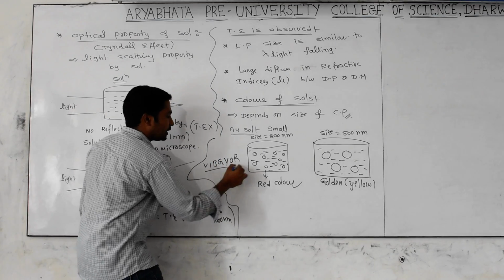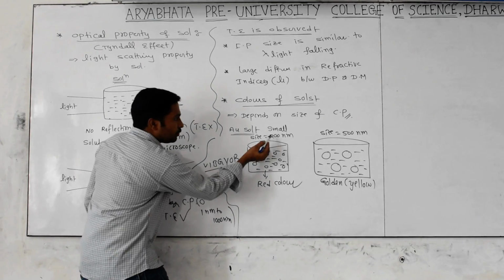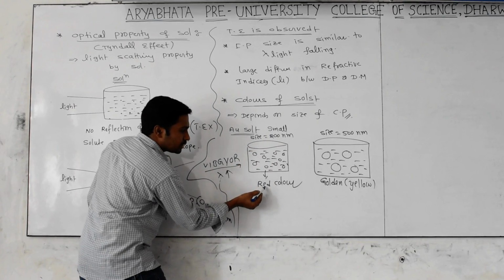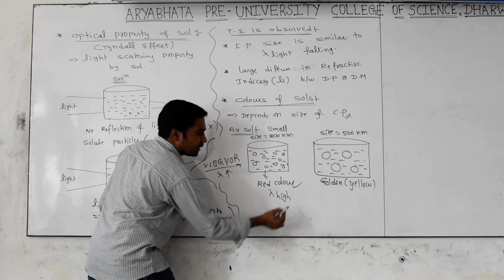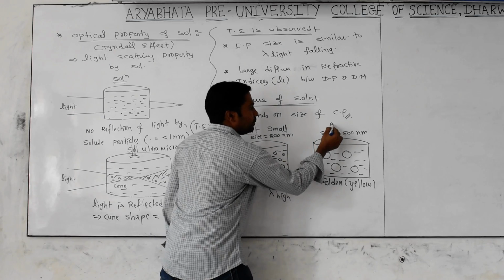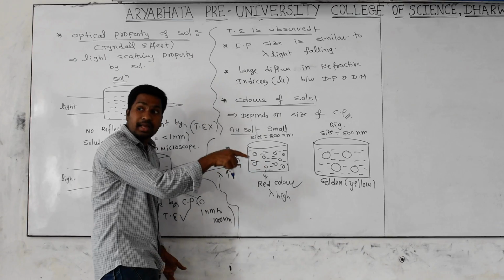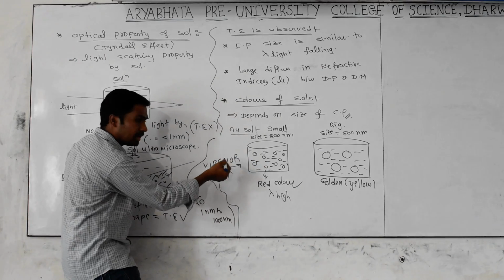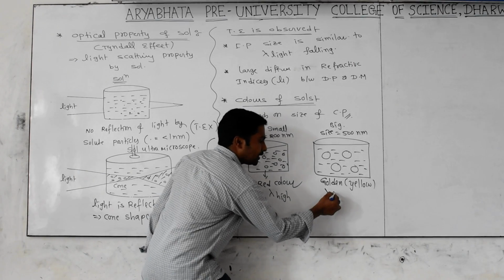VIBGYOR, from violet to red color, what is happening? The wavelength is increasing. Now we are taking a small size of gold sol, then it appears in red color, which means the wavelength of that appearing color will be high. Now the same gold sol I am taking, but of relatively big size. Whenever you take big size, the sol appears in yellow color, which means it comes less than the red color wavelength, so the wavelength will be low.